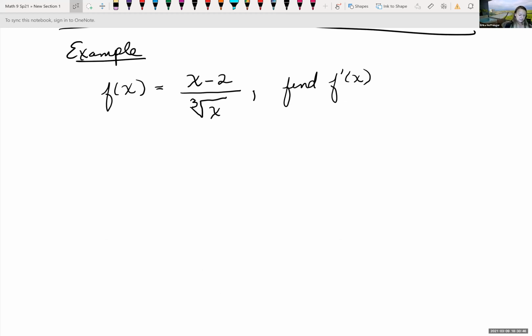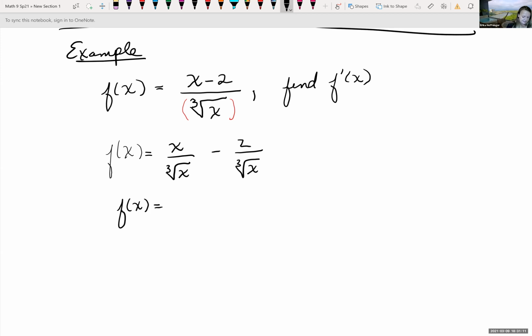Because there's only one single term down here in the denominator, I can break this up as multiple fractions. So f of x is equal to x divided by this cubed root of x, minus 2 divided by this cubed root of x. We can rewrite it so that this no longer has radicals. So x over the cubed root of x is the same thing as x over x to the 1/3 power, minus 2 over x to the 1/3 power.